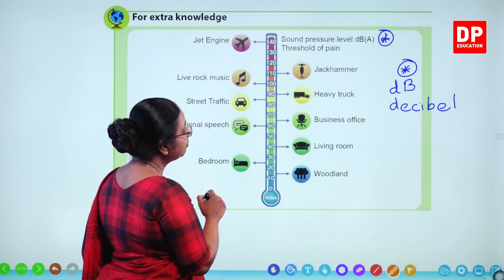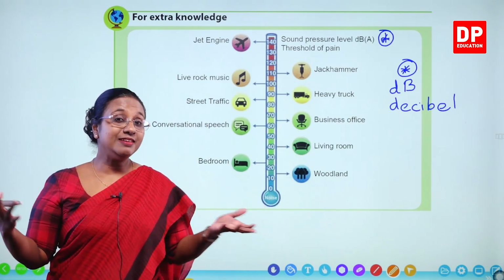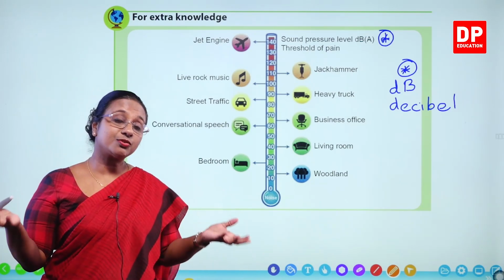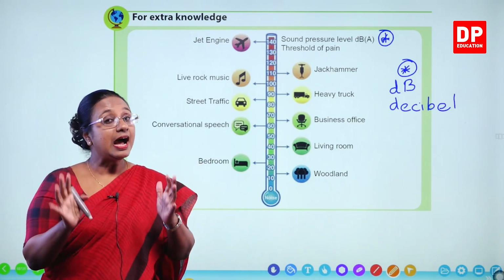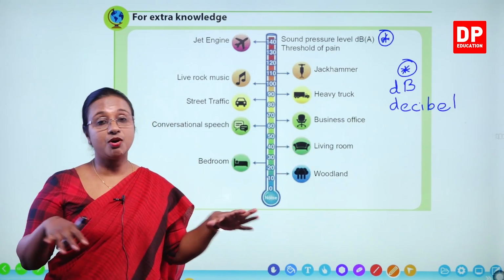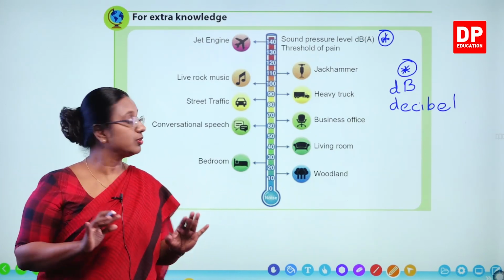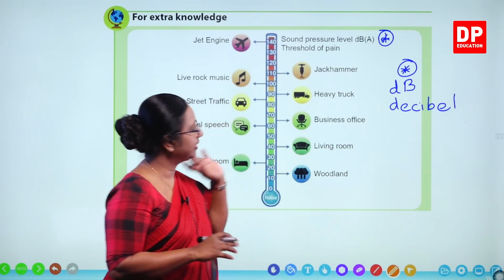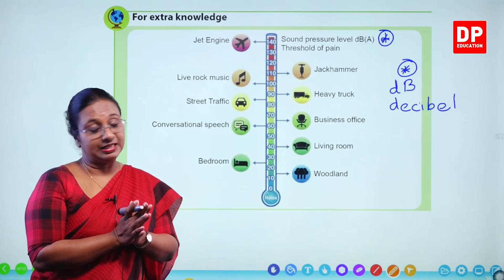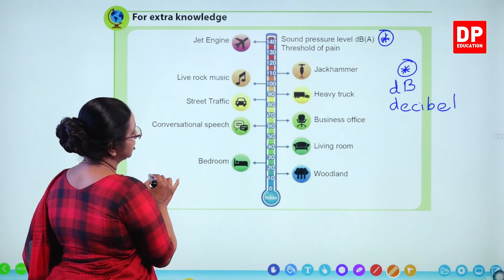Then in the living room, you can see about 40 decibels. Normally in the living room, you are living there, lively there. So, you are going to talk with each other. There is going to be a lot of sound, but unlike a classroom, the living room usually has only the family members or the relatives or visitors with them. So, there is a certain amount of sound, usually 40, or it can even go up to 50 if you are talking very animated.